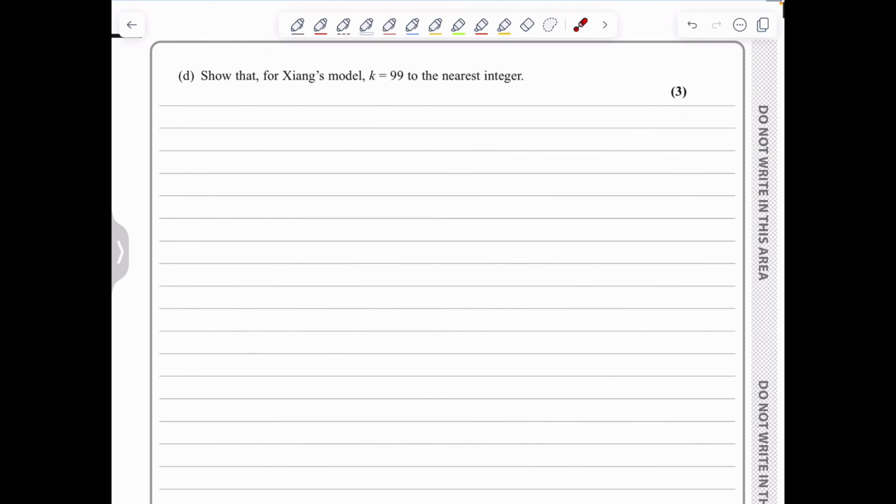In part D, we need to show that for Xiang's model, k is 99 to the nearest integer. So remember, we need to show that the integral from 0 to 4 of kx e to the minus x dx turns out to be 90, which is the total frequency, the 90 people included in the sample. So we can take out the k, and we've got k integral from 0 to 4 of x e to the minus x dx is equal to 90.